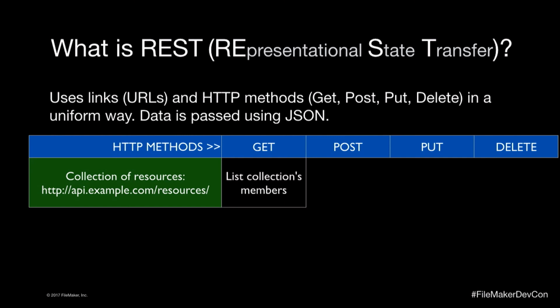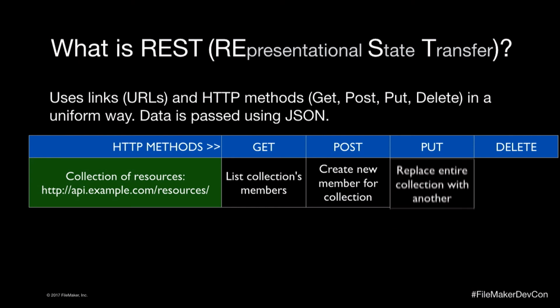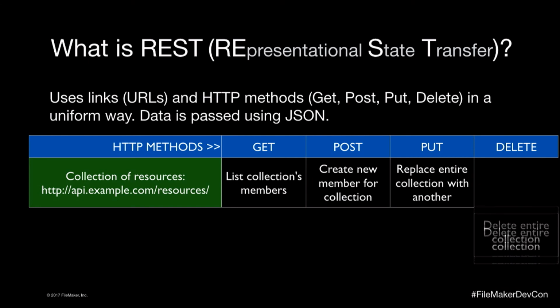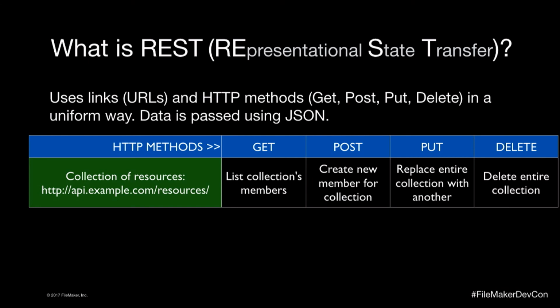If you were to do a get method against that resource, you would get the entire list of the collection. So the entire list of FileMaker records in a table, for example. If you use the post method, you would be creating a new member for that collection against that URL. Some of these you use less frequently than others. You might want to delete an entire collection.